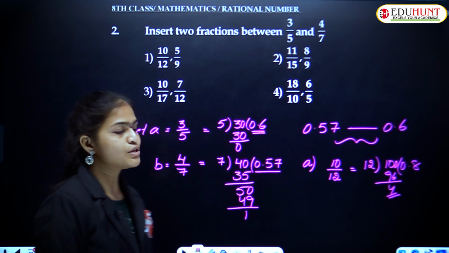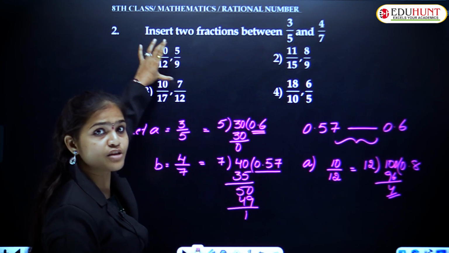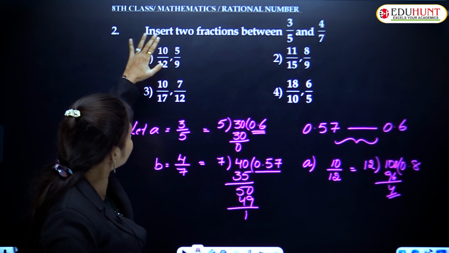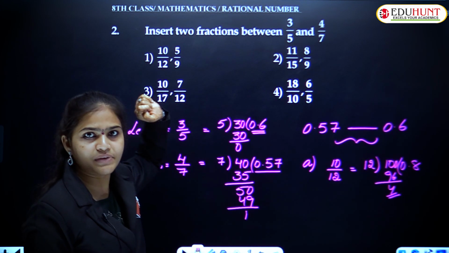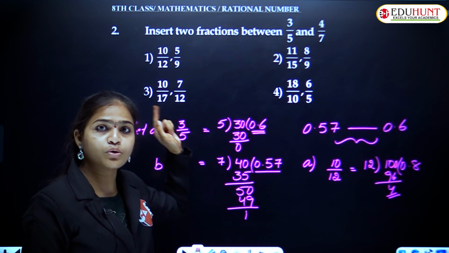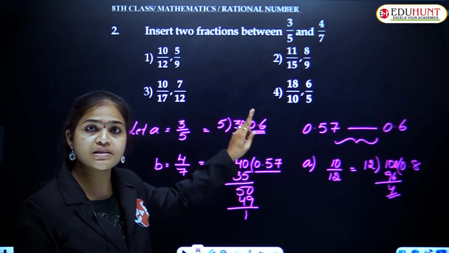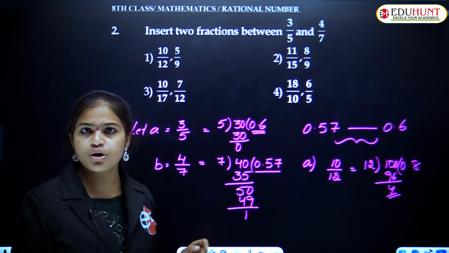Okay, remainder. So children, here no need to check the second one. Pairs of rational numbers they have given, no? So first check the first rational number. Okay, if it satisfies, then only go for the second one. If the first one does not satisfy, then no need to check the second one. Why? Because if the first option is correct, then both numbers must satisfy that. Even if one value does not satisfy, that is the wrong option only, no?